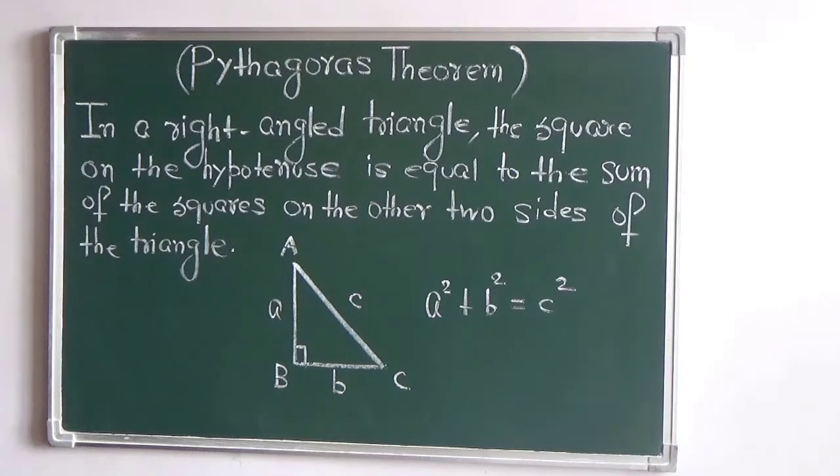According to the theorem, in a right angle triangle, the square on the hypotenuse is equal to the sum of the squares on the other two sides of the triangle.